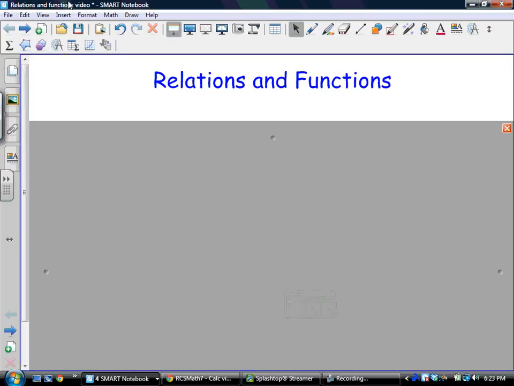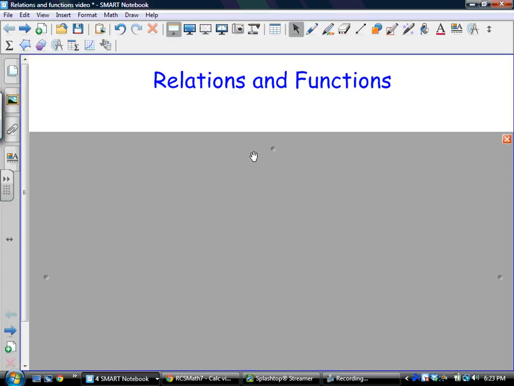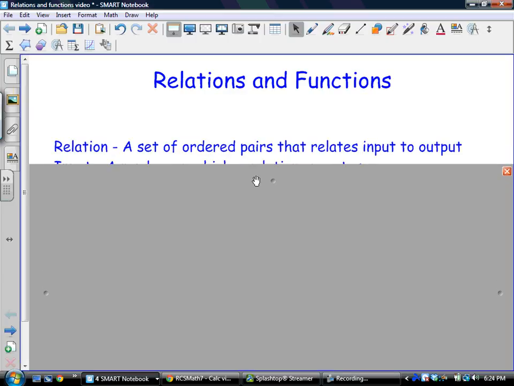Okay, so today we are starting chapter 11, which is all about functions. To start, we need to get some definitions. We actually start with what a relation is, because a function is a specific relation. A relation is a set of ordered pairs that relates input to output.